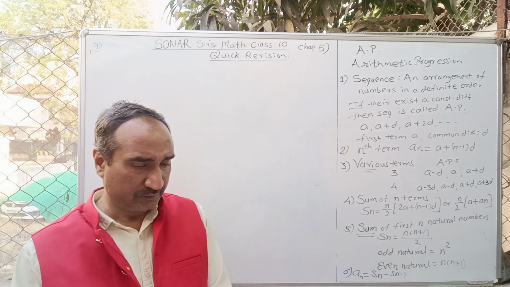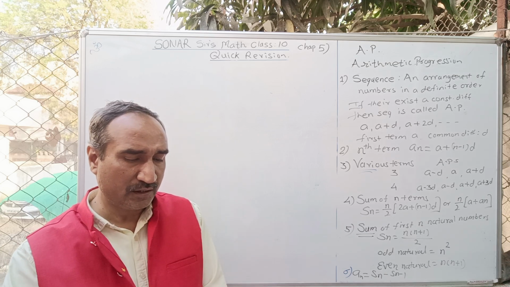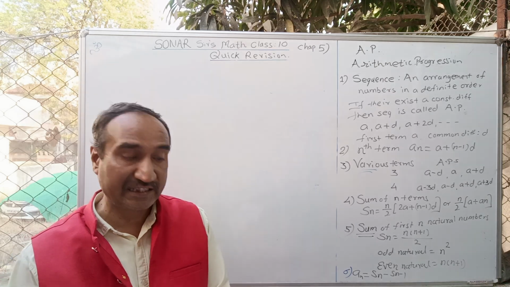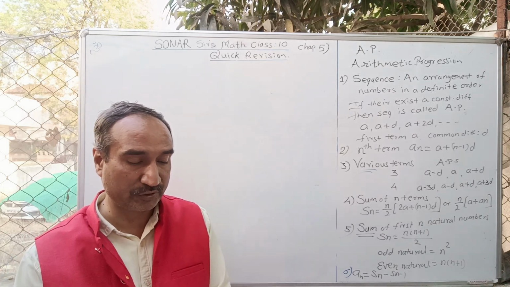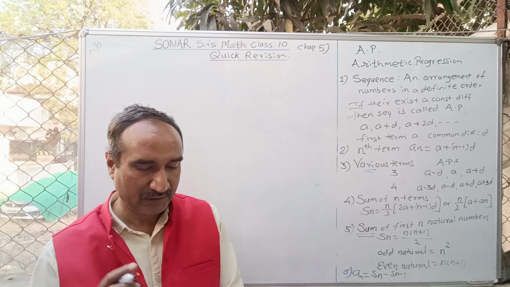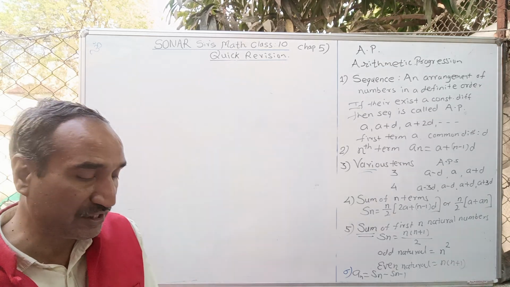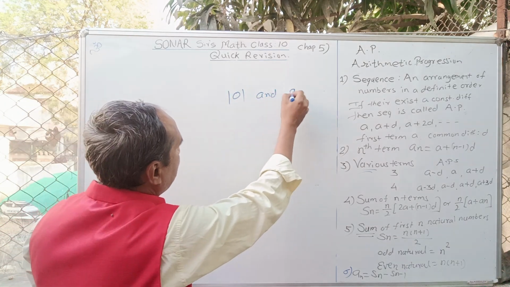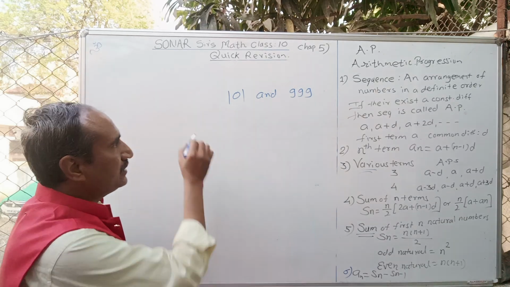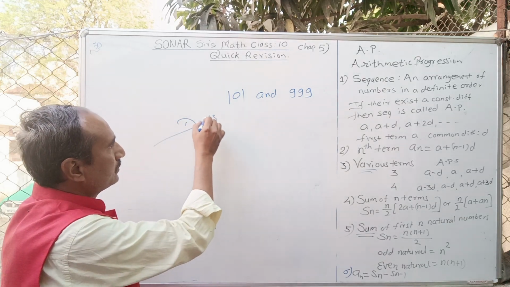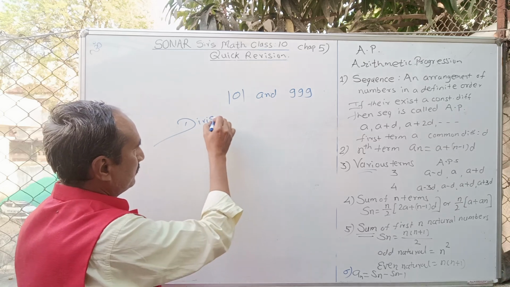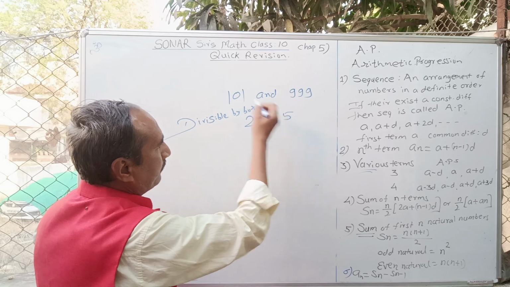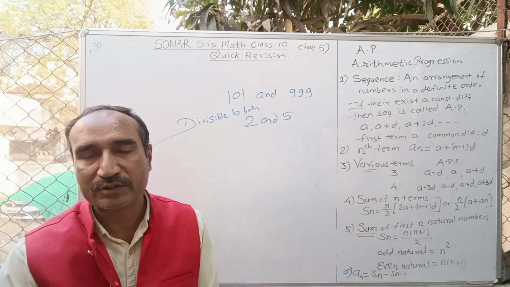Find the sum of the natural numbers between 101 and 999 which are divisible by both 2 and 5. So let's discuss. Find the number of natural numbers between 101 and 999 that are divisible by both 2 and 5. First we have to discuss the divisibility test.